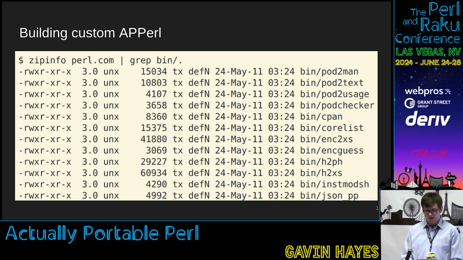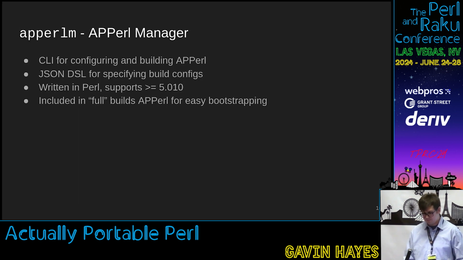Having all scripts and core accessible is nice, but you might be wondering, how can you actually use this to package up your own scripts? The easiest way to build custom builds of APPerl is APPerl Manager, a CLI utility for creating custom APPerl builds. It handles downloading the Perl source, downloading the cosmocc compiler to build with the Cosmopolitan libc, and is able to configure, build, and pack APPerl.